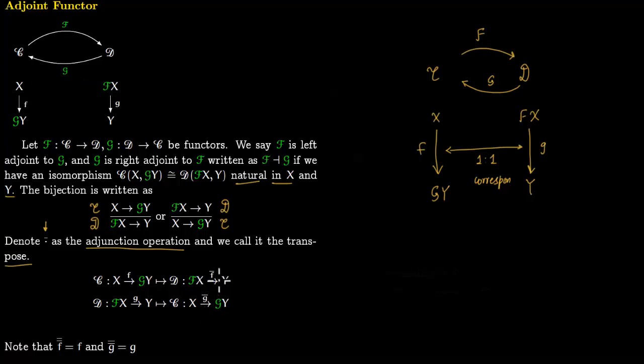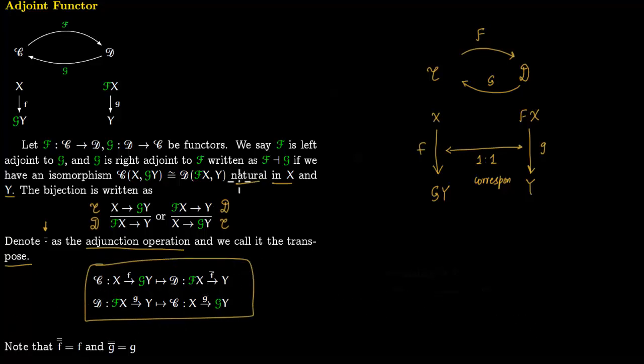This is advantageous because now you have F bar here, then you can go back and you get F. You have G bar, you do adjunction again, you get G. That's why we also call it the transpose, because if you transpose again, you get the original thing. So this is important to keep in mind.